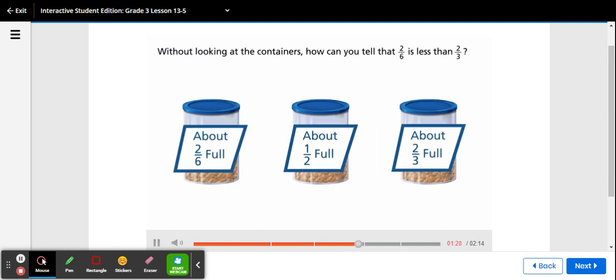Without looking at the containers, how can you tell that 2/6 is less than 2/3? That is just going back to where we talked about how we have the same numerator and we look at our denominator to find the size of our parts, because here we have 6 of them, so having 6 parts is more than having those 3. When we have a greater number of parts, those parts are going to be smaller. And so having 2 of the smaller pieces would be less than having 2 of our larger pieces. So that's just reminding us about comparing using our same numerators.